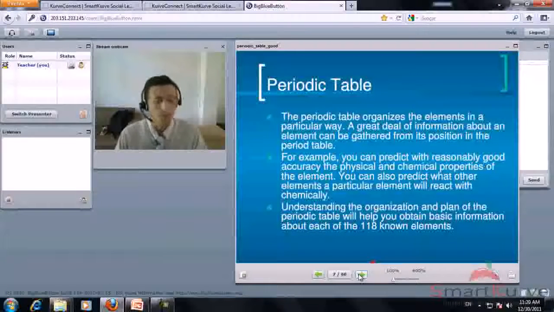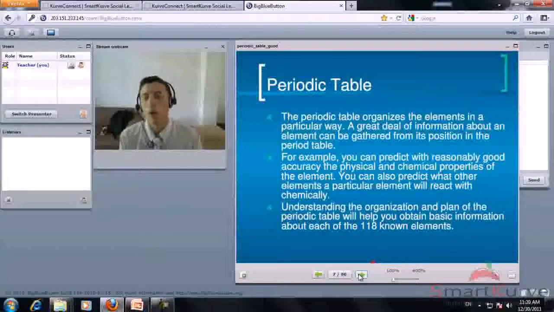The periodic table. That's that big table that we saw at the beginning of the presentation. The periodic table organizes the elements. And the way these elements are organized can give us a lot of information. You can actually tell a lot about an element by where it is in the periodic table. And we're going to talk later about how we learn that. For example, you can predict with reasonably good accuracy the physical and chemical properties of the element.